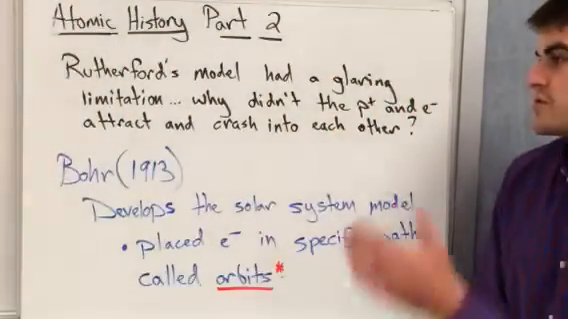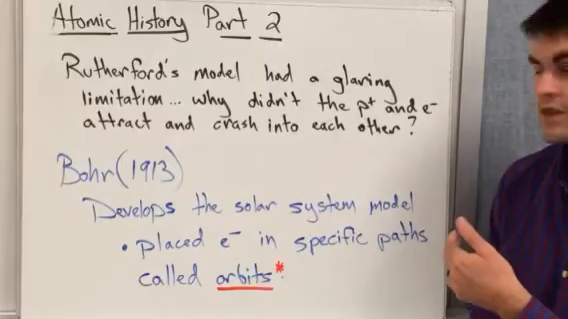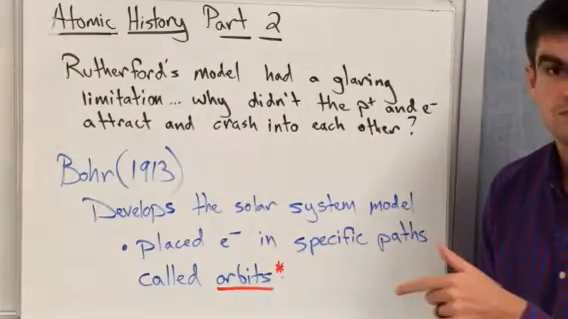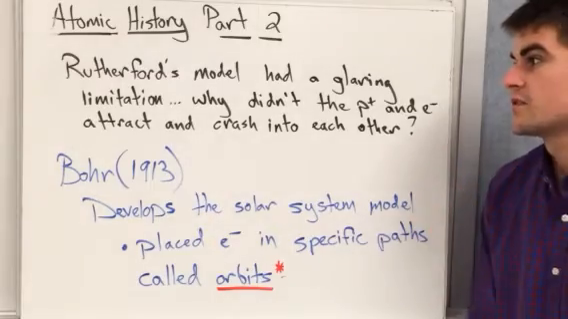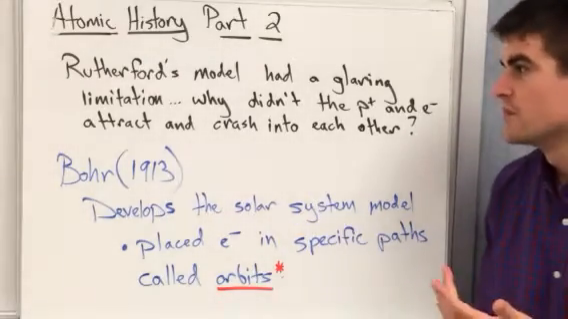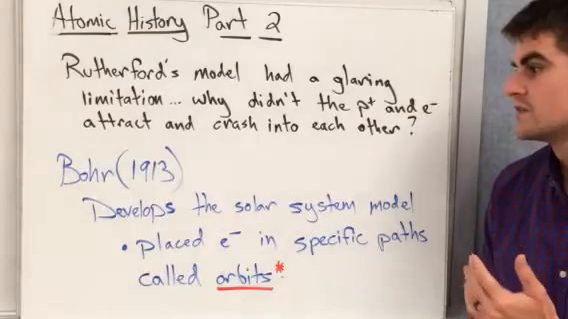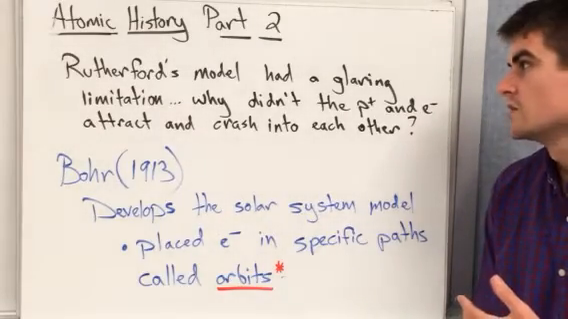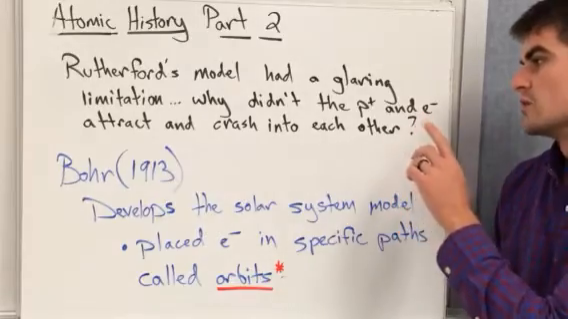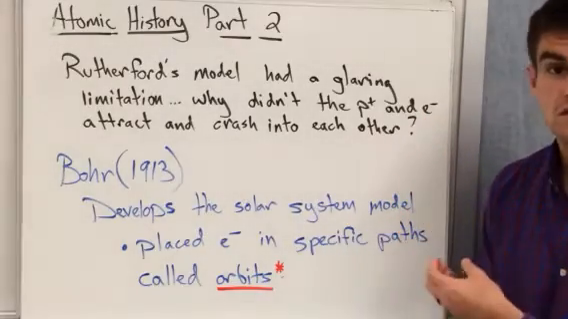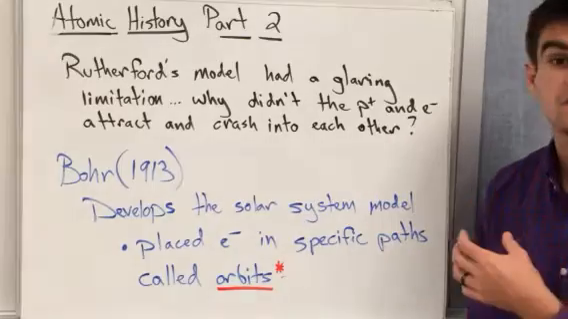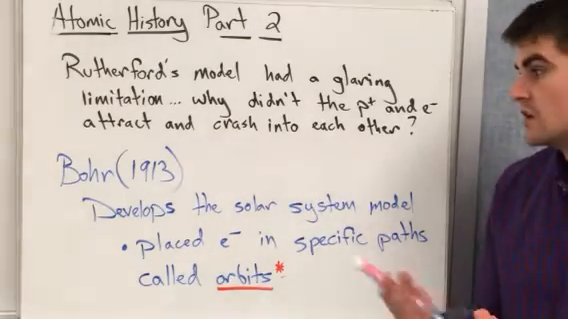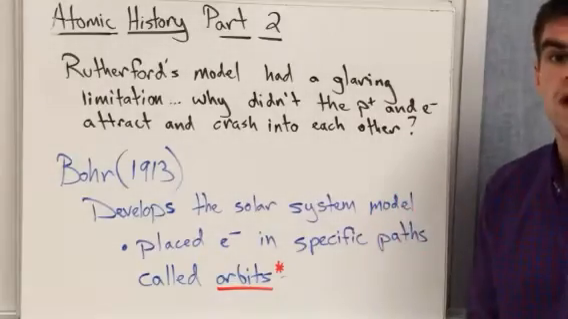Back for atomic history part 2. Where we left off, we had Dalton's solid spheres, we had Thomson's plum pudding model, and then we had Rutherford's kind of Jimmy Neutron-ish model. And picking up there was an issue with that Jimmy Neutron model: why didn't these positive protons and these negative electrons attract each other, and why didn't they crash into each other? Opposites attract, why not?